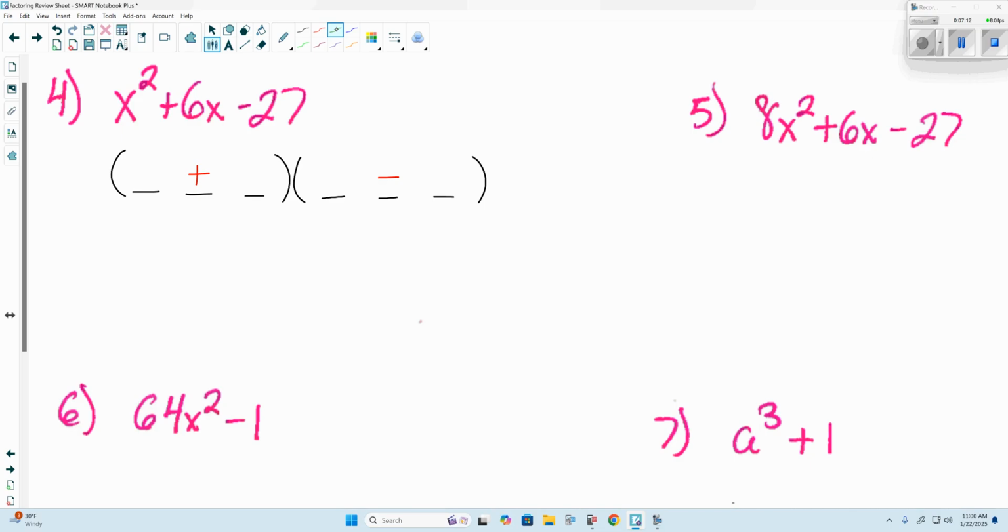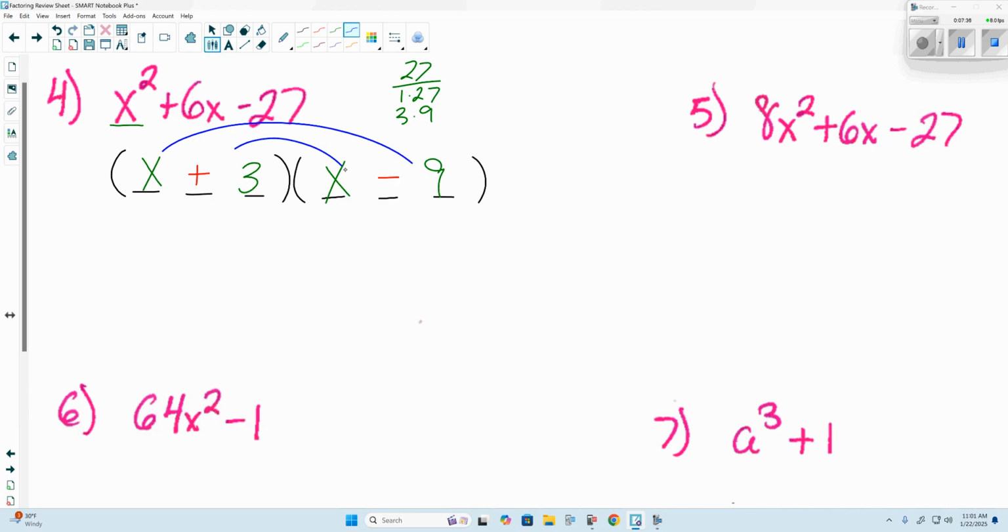Now we need to find the factors of the first and third term. First, so really it is just x and x. Minus 27, so it's like what, 9 and 3? 3 and 9. 1 and 27, 3 and 9. Which one do we want to try first? 3 and 9. Definitely 3 and 9.